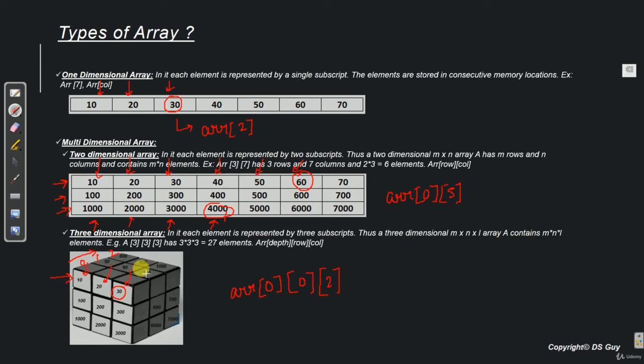Now let's say we want to find the cell number of this guy over here. As usual we'll put the array name, that is ARR. Depth is 0, 1, 2. So we put 2 over here. Now the row number is 0 because it is in the first row, and the column number is 0 and 1. So we put 1 over here. So the address is ARR[2][0][1].